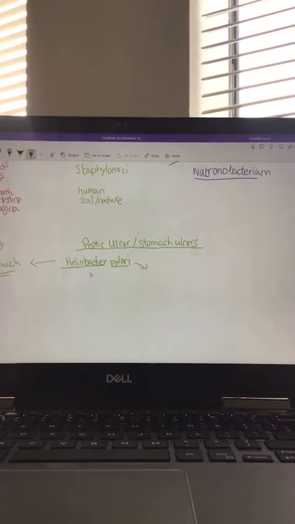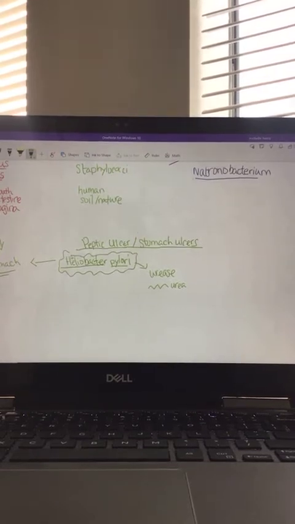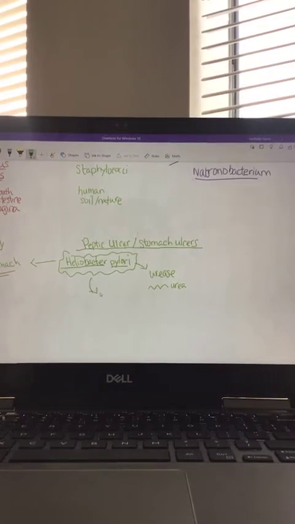Well, they can survive because they create an enzyme called urease that breaks down urea, and that provides an environment around itself that is neutral, so it can survive in the stomach. Now, a treatment for ulcers is antibiotics.